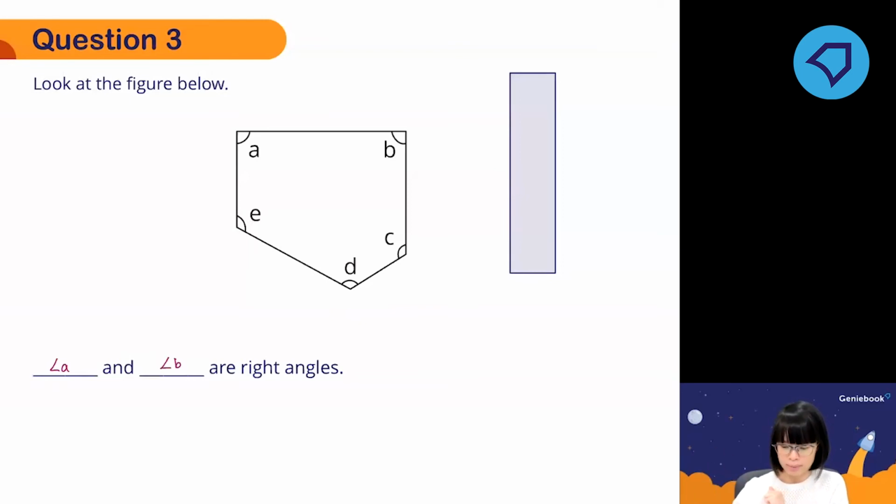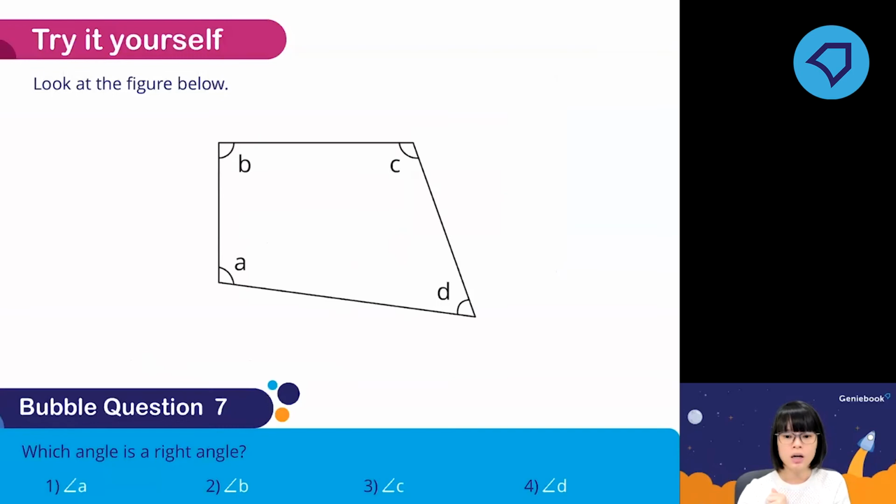Okay, bubble question time. Let's take a look over here. Ta-da! Which angle is the right angle? Let's see how long I give you. 1 minute. Identify options starting in 3, 2, 1. Let's go.